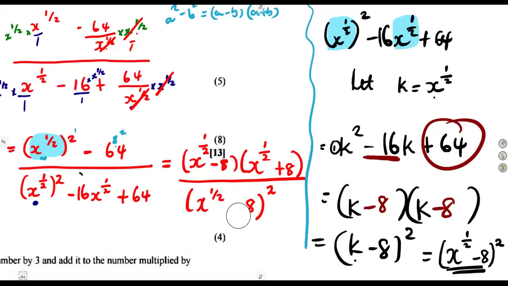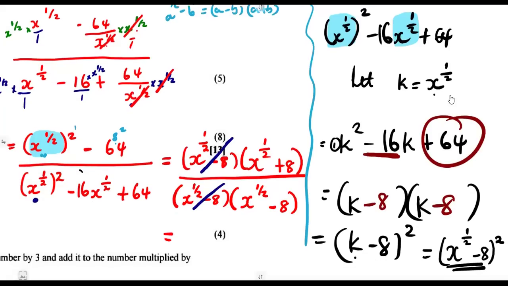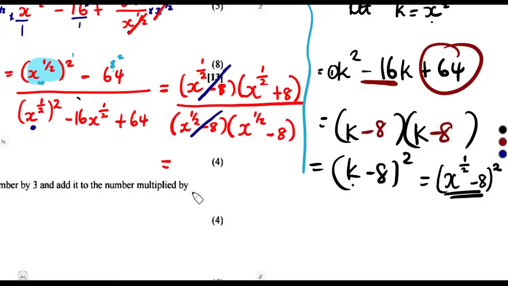You can even write them as two brackets if this one is going to give you confusion. x to the exponent of a half minus 8, and another one, x to the exponent of a half minus 8. That is what it means. So guys, as we can see, the numerator and the denominator have something common. These two are exactly the same, so they can cancel. From the numerator, we are going to remain with x to the exponent of a half plus 8 over x to the exponent of a half minus 8.